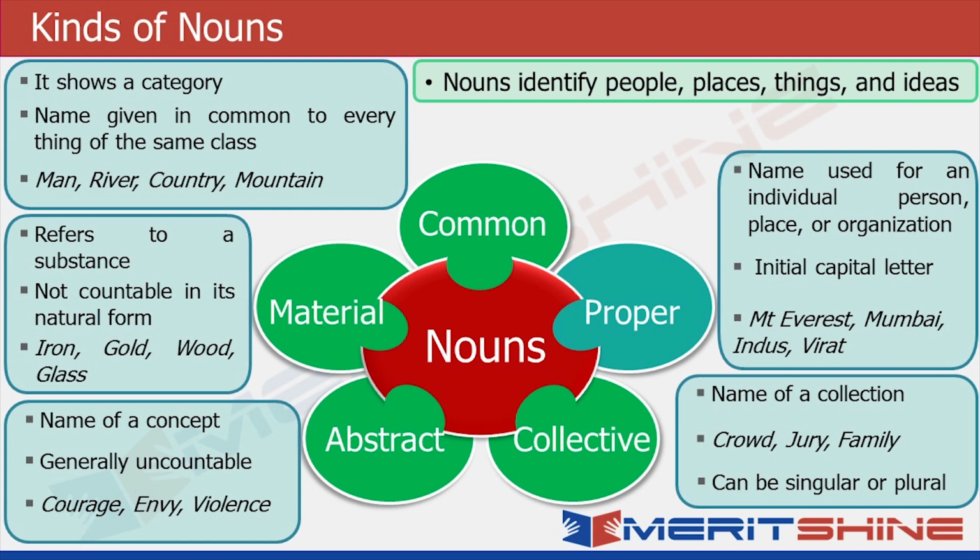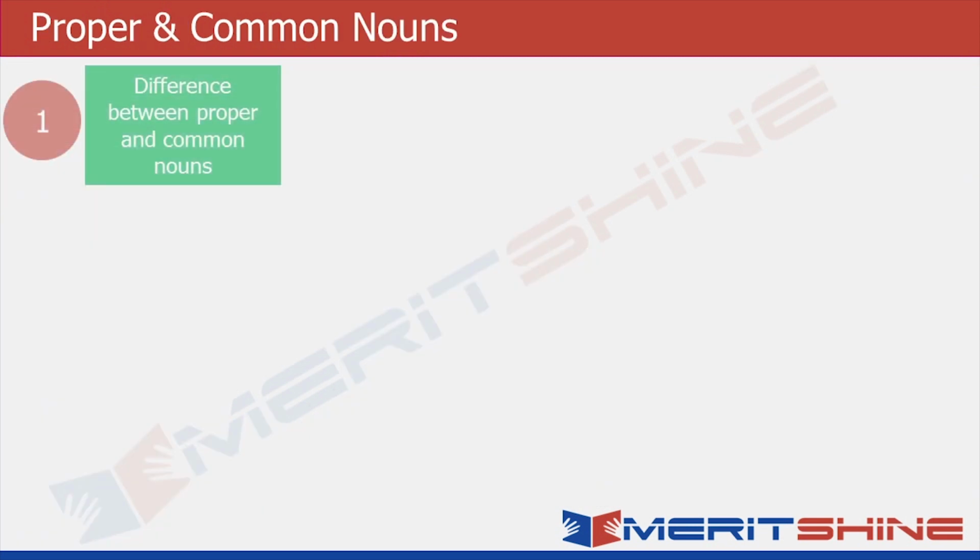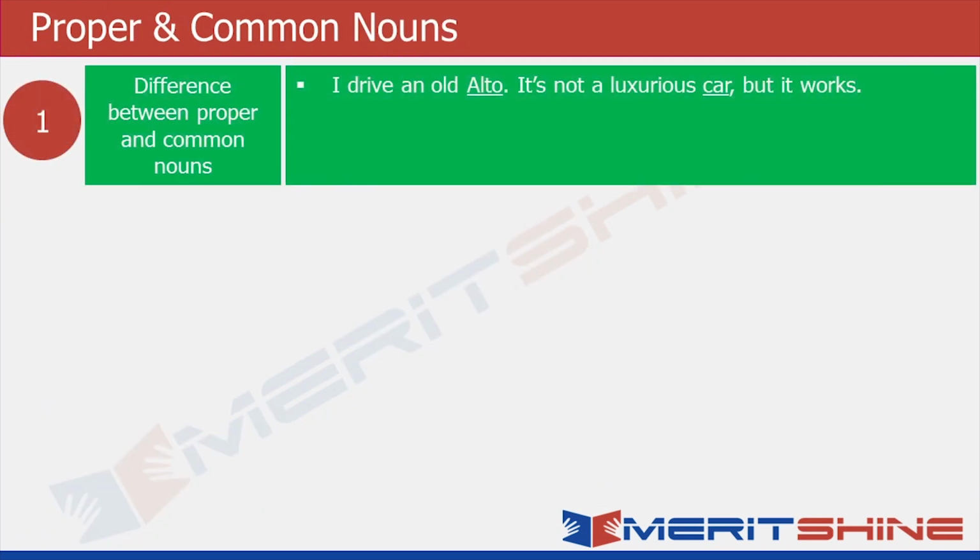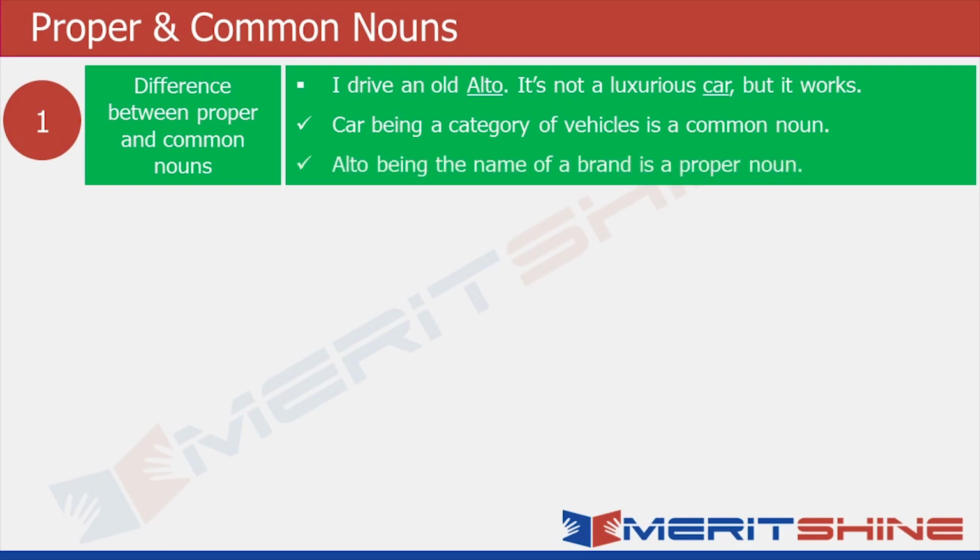Let us look at the examples below. I drive an old Alto. It's not a luxurious car, but it works. The common noun represents a category such as car, whereas a proper noun refers to a specific brand, say Alto. Did you notice Alto being a proper noun was capitalized, whereas car being a common noun was not.